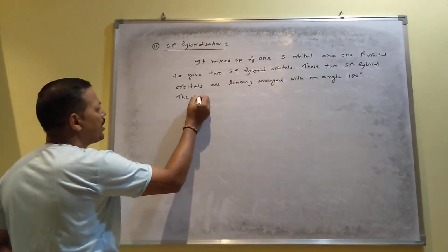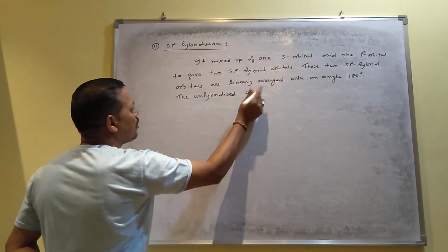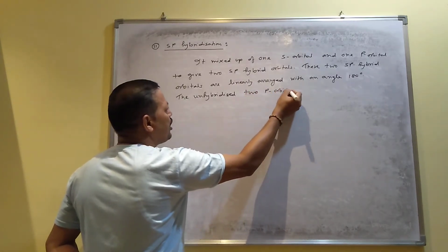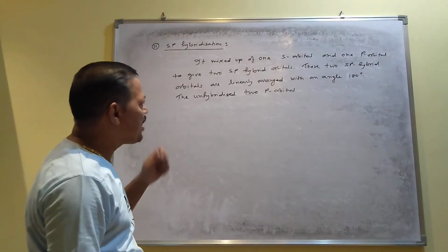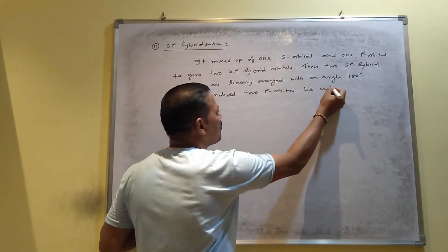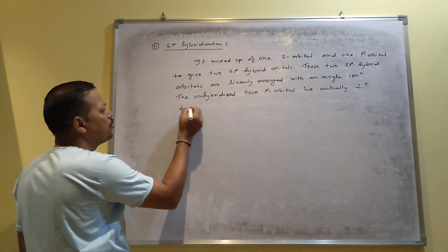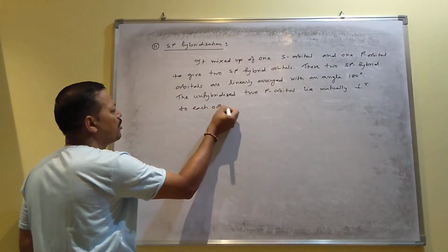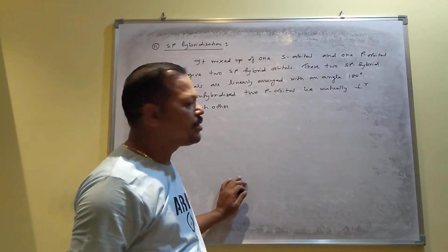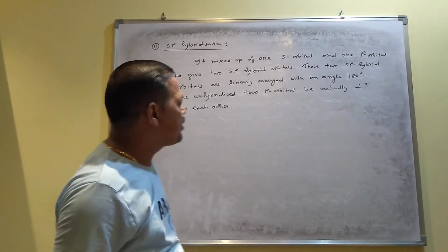The unhybridized two p orbitals: because one p orbital is involved in mixing, the other two p orbitals will remain unhybridized, and those two unhybridized p orbitals lie mutually perpendicular to each other. So in case of sp3 hybridization, the structure will be tetrahedral. In case of sp2, the structure will be triangular, and in case of sp, they will be linearly arranged.